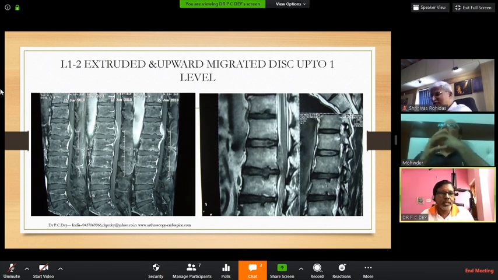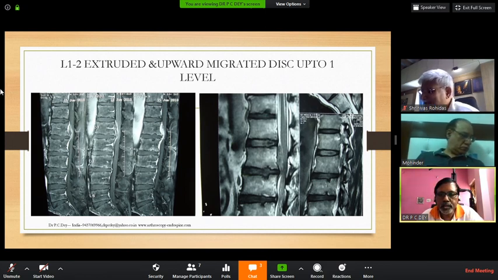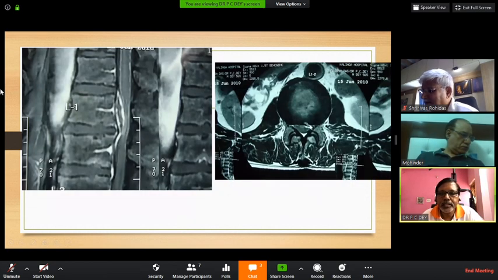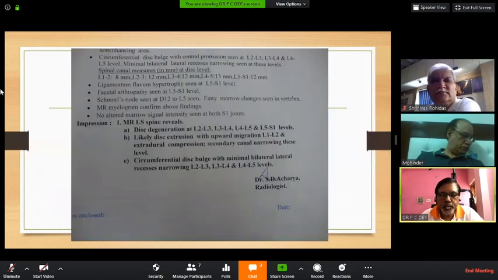So this was the MRI of that patient. X-ray I have missed. This was a huge extruded disc at L1-L2 level, extruded and migrated upwards almost one level above. Almost the whole of the posterior surface of the L1 vertebra is covered, extending to about D12-L1. This is the disc here, and this is the axial view. There is an annular tear, and this is the report.